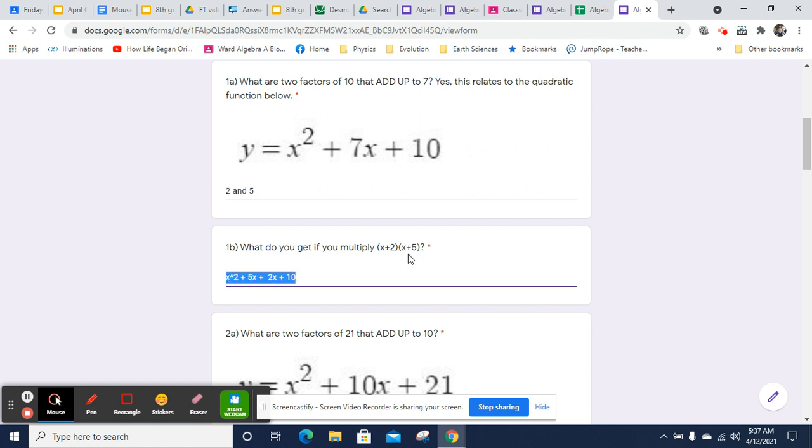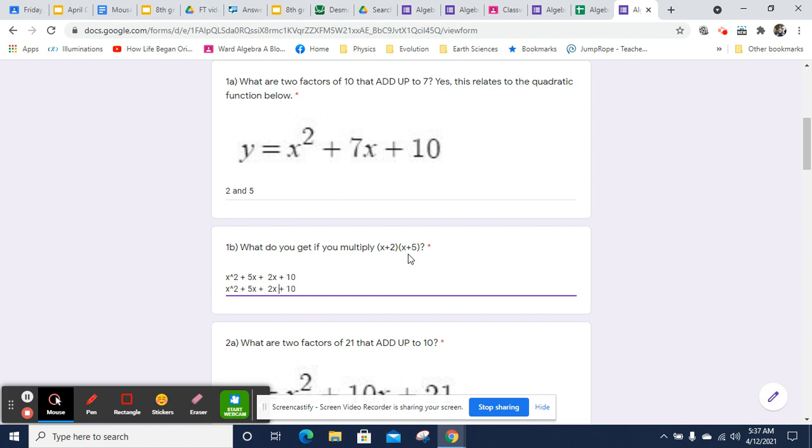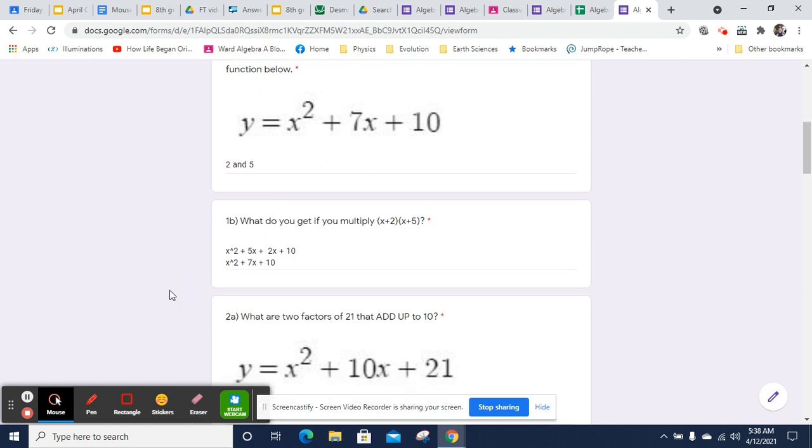And I'm going to copy paste that and bring it to the next line. And the 5x and the 2x add up to make a 7x. And look at that, we're back here. And look, it was x plus 2 times x plus 5. X plus 2 times x plus 5 got us x squared plus 7x plus 10.